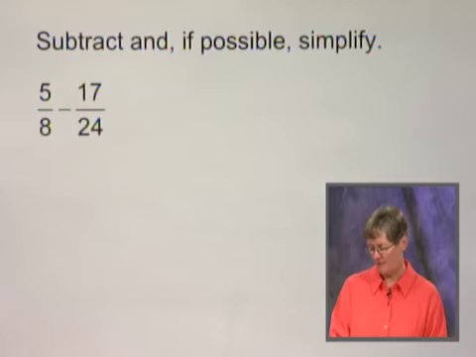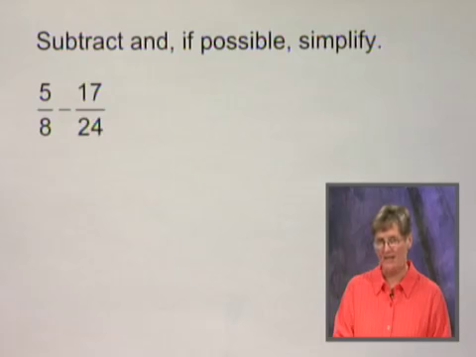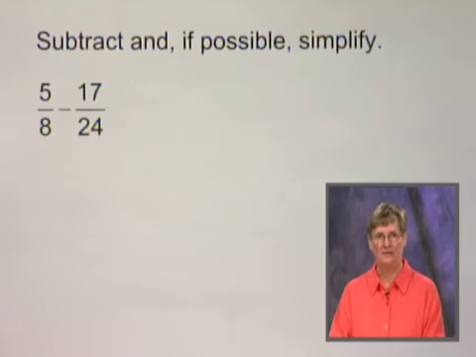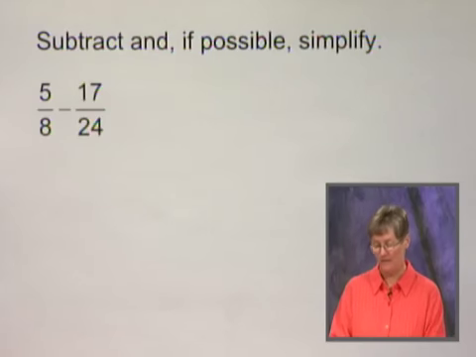We'll subtract using fraction notation. We will subtract and, if possible, simplify 5/8 minus 17/24. Now these two fractions have different denominators, so the first thing we need to do is find a least common denominator, and the least common denominator will be the least common multiple of the two denominators.